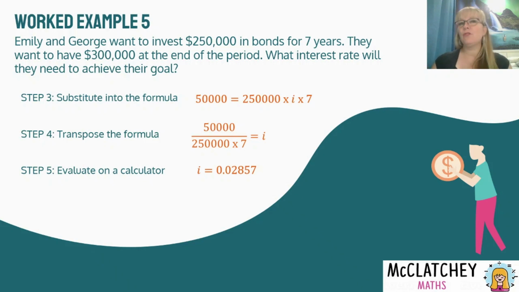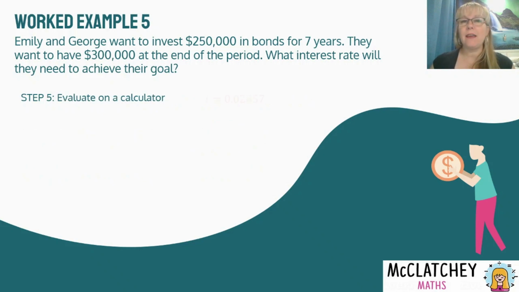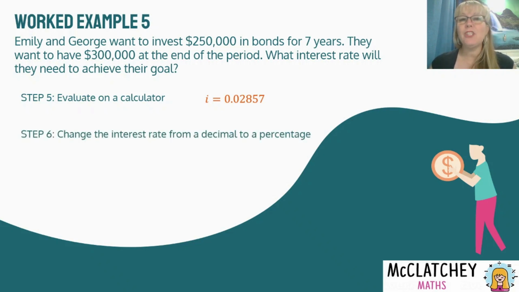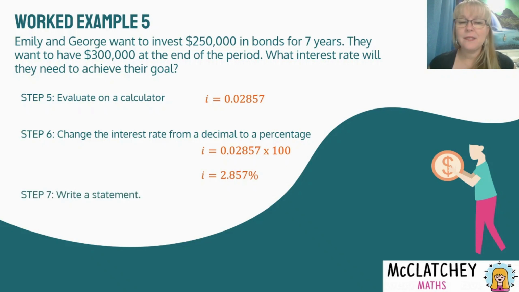However, an interest rate is usually presented as a percentage. So to finalize our answer, we need to convert this little I back into a percentage. So we're going to change it from a decimal to a percentage by multiplying it by 100, and that gives us 2.857%. Sometimes in your question, you might be asked to round that to 2 decimal places, so do be careful with your rounding there. And the last step, write that statement.